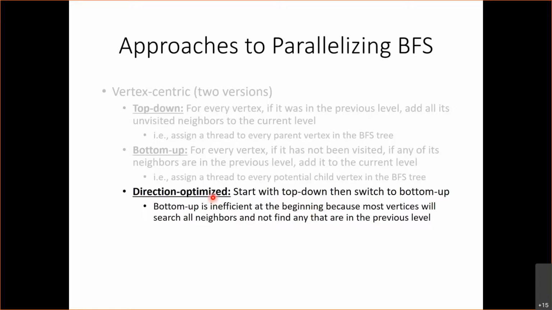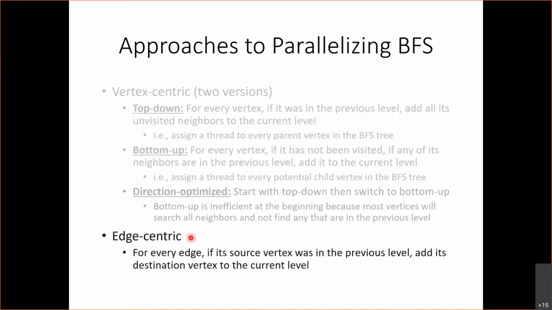All right, now let's move on to the edge-centric approach. In the edge-centric approach for BFS, we're going to launch a thread for every edge. And then for every edge, we're going to check if the source vertex of the edge is in the previous level, and the destination vertex of the edge has not been visited, then we will add the destination vertex to the current level.